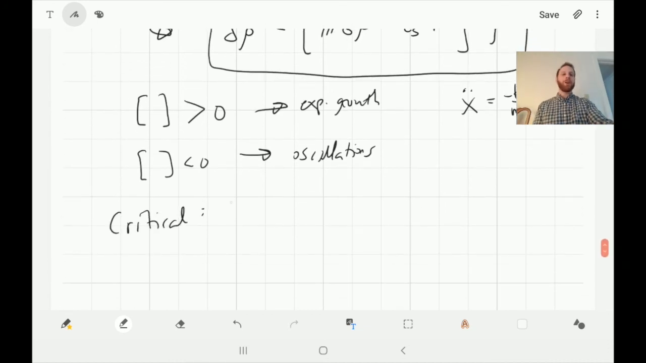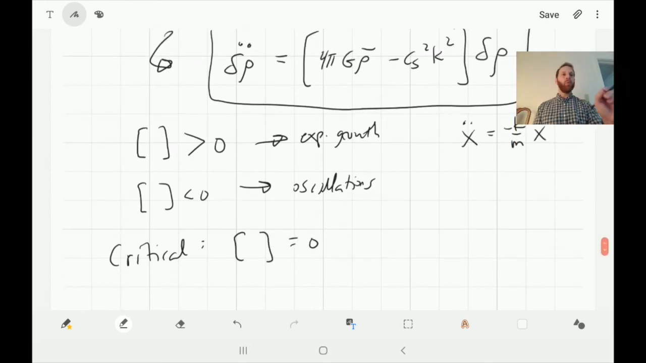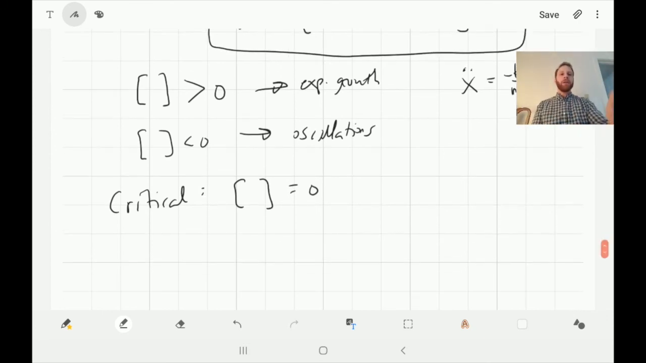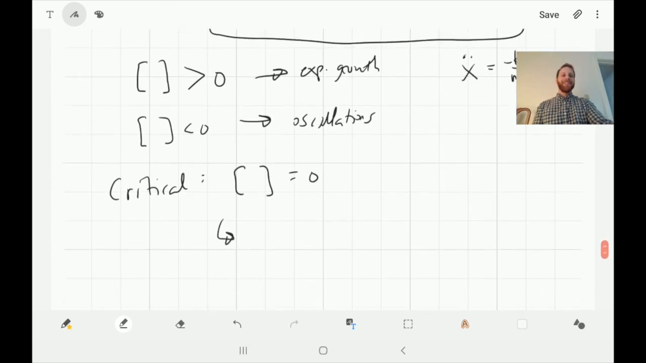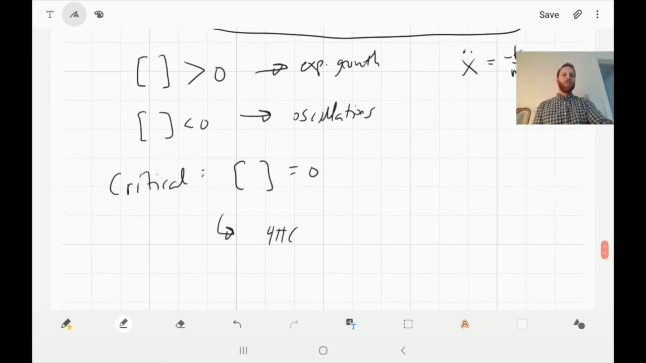So the critical point is when the bracket is equal to 0, and that happens at a special wave vector or wave number k, which corresponds to a special wavelength λ. That length is called the Jeans length. That separates the difference between structure trying to grow and structure oscillating. So let's just see where that happens. 4πGρ̄ is equal to cs²k². That's when that would occur.